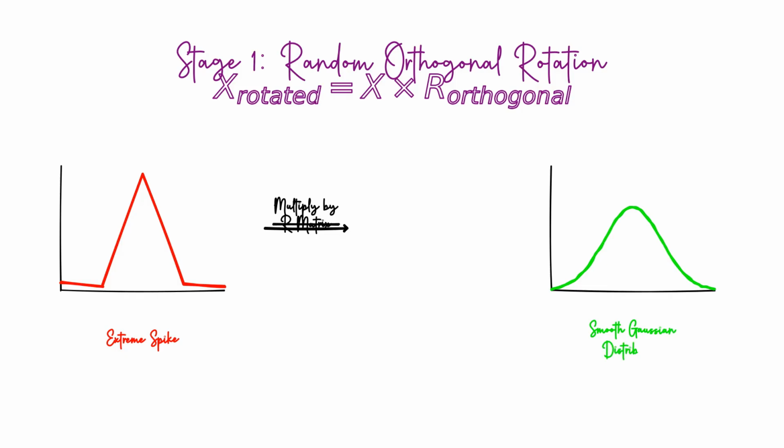Imagine a massive spike of energy on one axis. When you randomly rotate the coordinate system, that single spike's energy is smeared and distributed uniformly across every single dimension. By mixing the coordinates, the extreme outliers vanish. The resulting data is isotropic, it forms a perfectly smooth, predictable Gaussian bell curve.